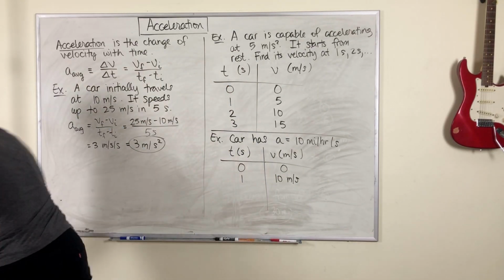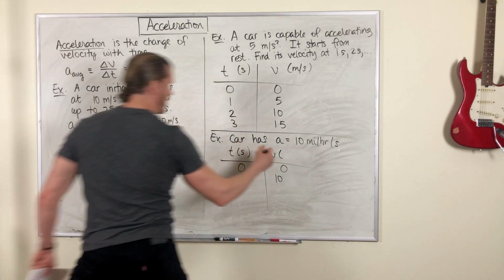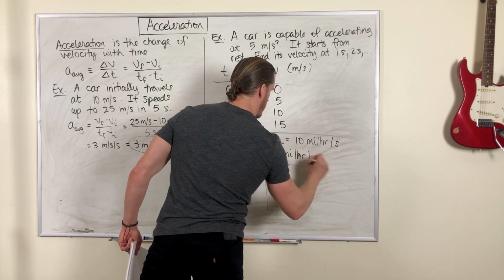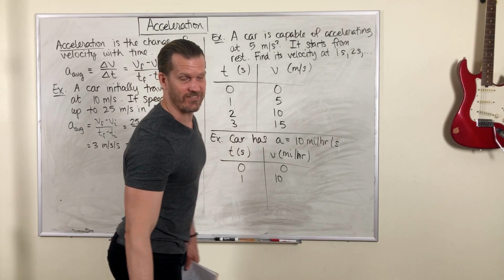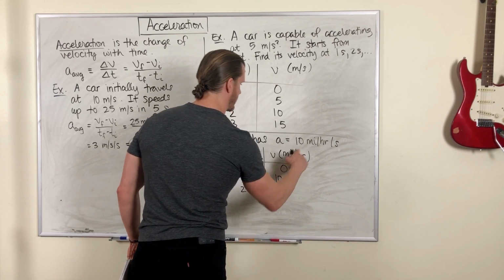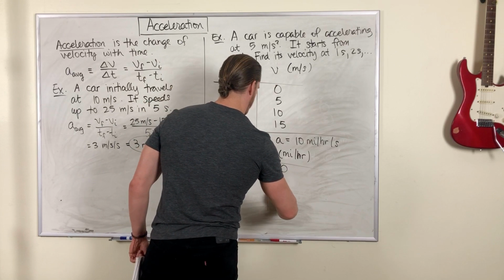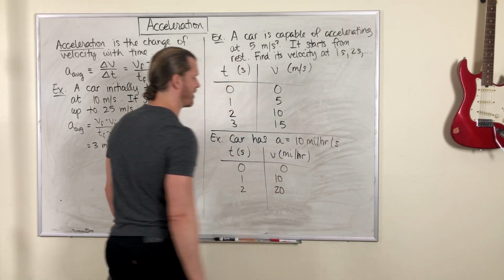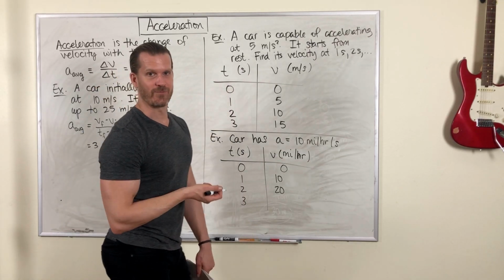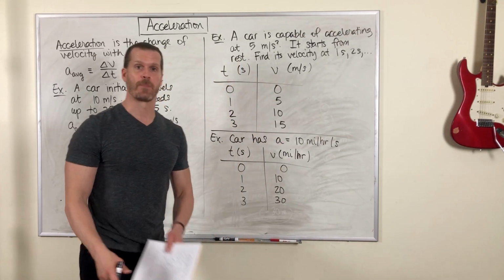Oops, I tricked myself. This was miles per hour. After 1 second, its velocity is 10 miles per hour. After 2 seconds, its velocity has increased by another 10 miles per hour, so it's 20 miles per hour. After another second elapses, its velocity increases by another 10 miles per hour. It's traveling 30 miles per hour.